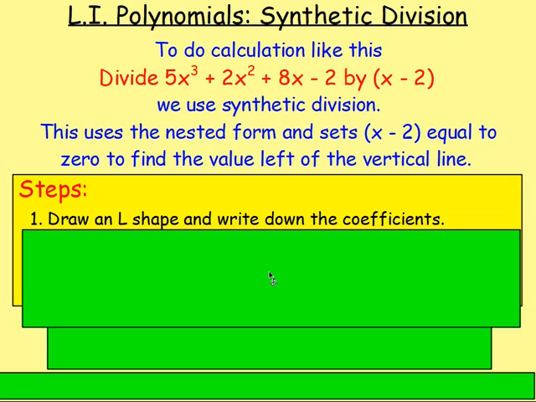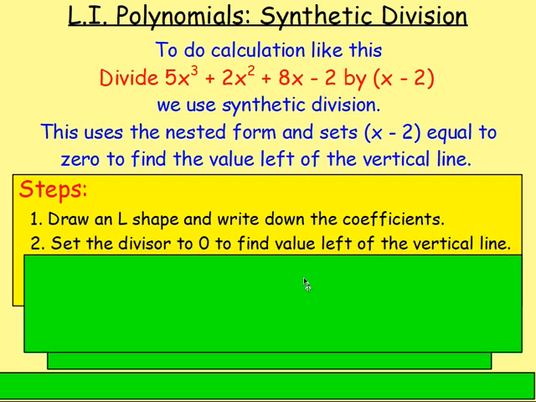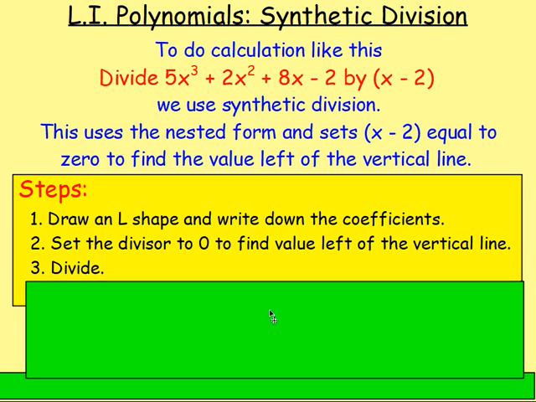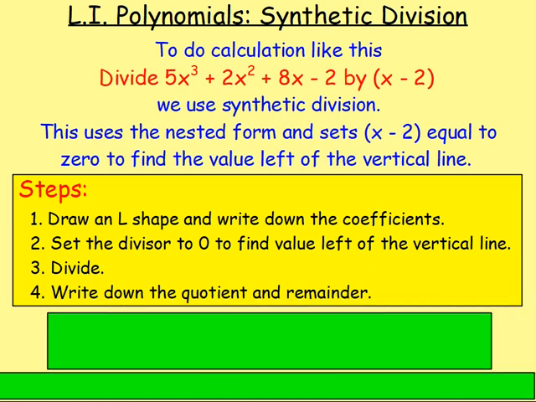So step 1, you draw the L shape and you write down the coefficients of the polynomial. After that, you set the divisor equal to 0, you solve it for x, and that is the value you write down to the left of the vertical line. You would then evaluate that using the nested form. You'd work your way along, in other words, divide, and once you've done that, it's dead easy to read off the quotient and the remainder.